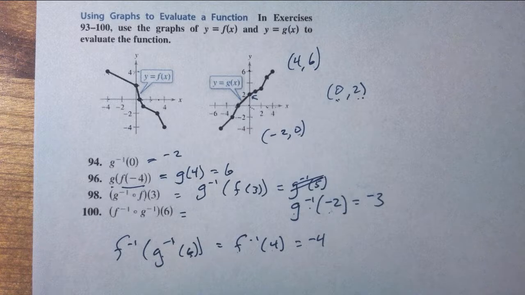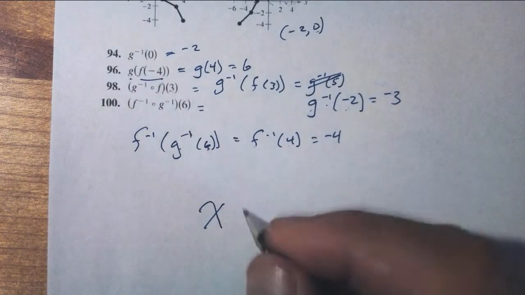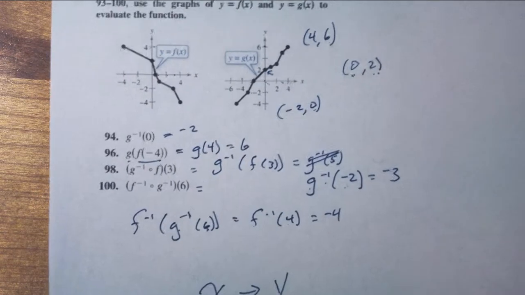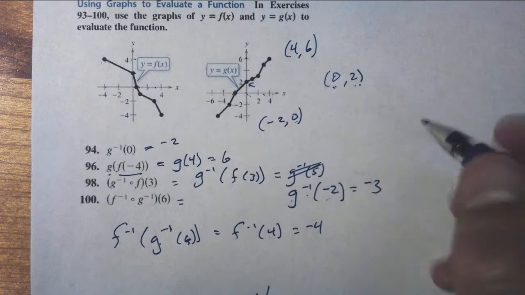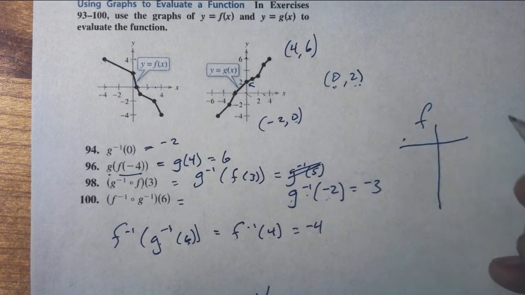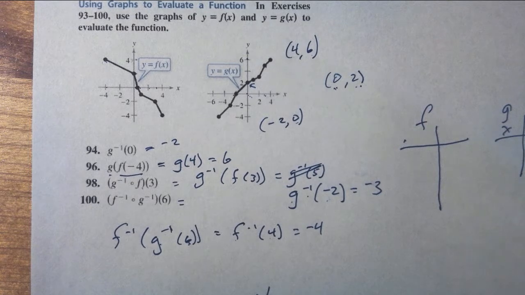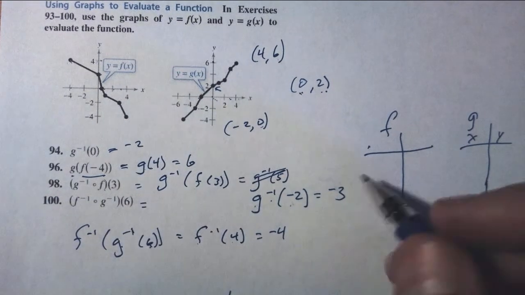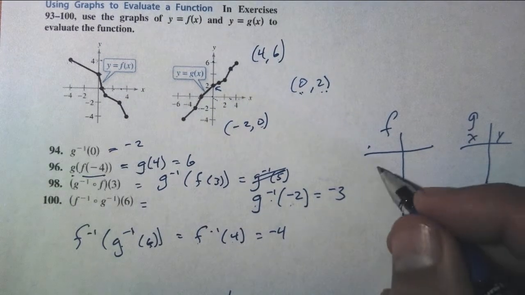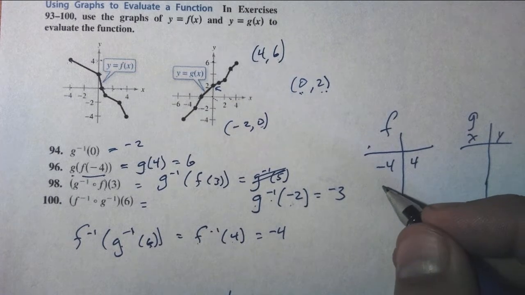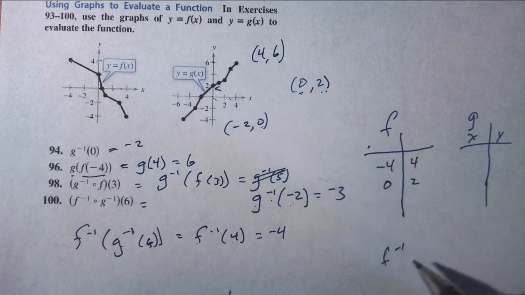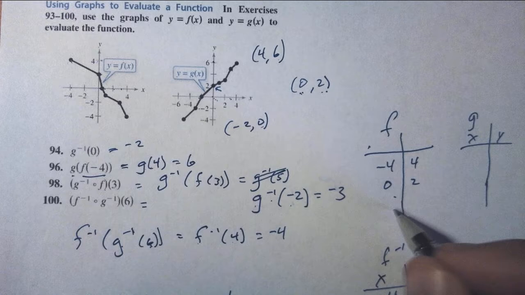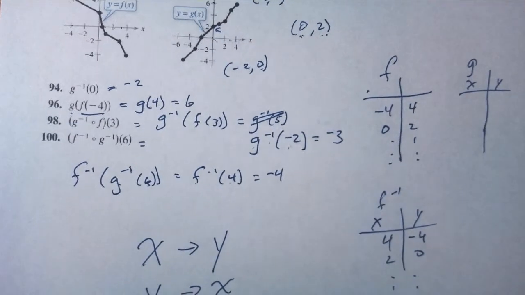So just a whole different way of looking at things, but once again, the big key, x's become y's, y's become x's. If there was a struggle on this, then my recommendation would be just to create f's t-chart, create g's t-chart, and then from there, if you've got f's t-chart, which would be, for instance, I'm not going to do it all, we've got -4, 4, 0, 2, etc. Then we could do an f inverse. That would be 4, -4, 2, 0, and from there, I believe you'd be in good shape.